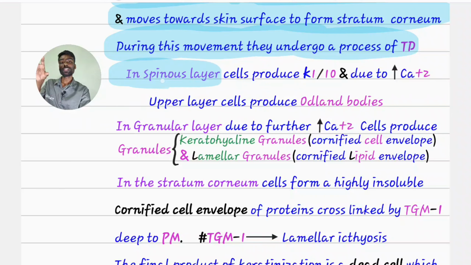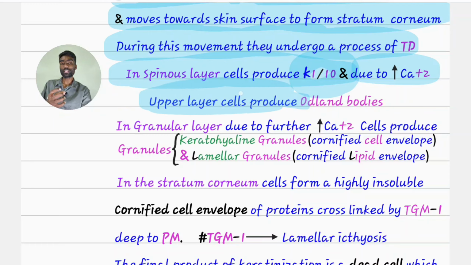Here cells will produce keratin 1/10 instead of keratin 5/14. It is the first step in differentiation. And calcium levels will be increased in each layer. Because of this increased calcium, upper layers of spinous layer will start producing Odland bodies. And then it will enter granular layer.